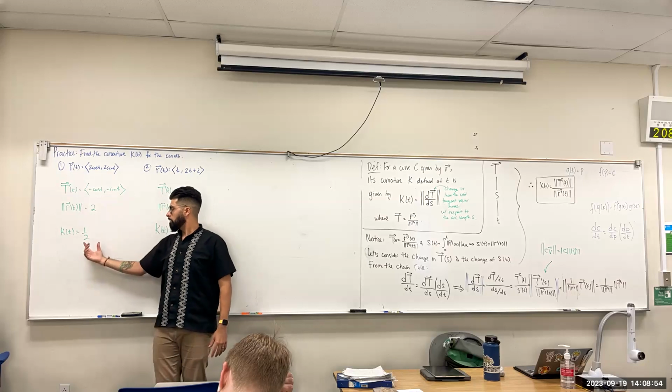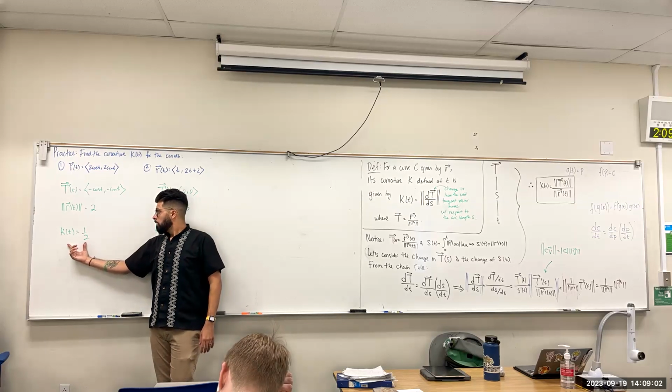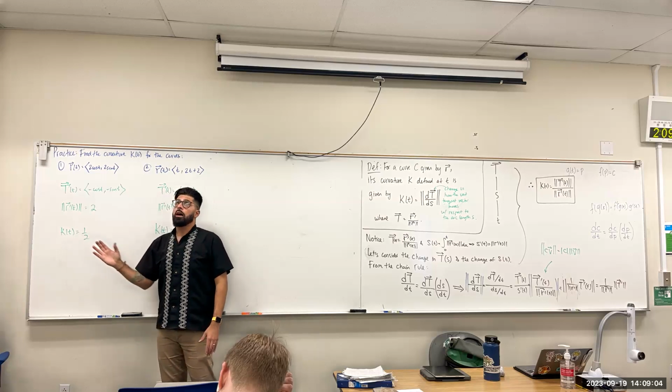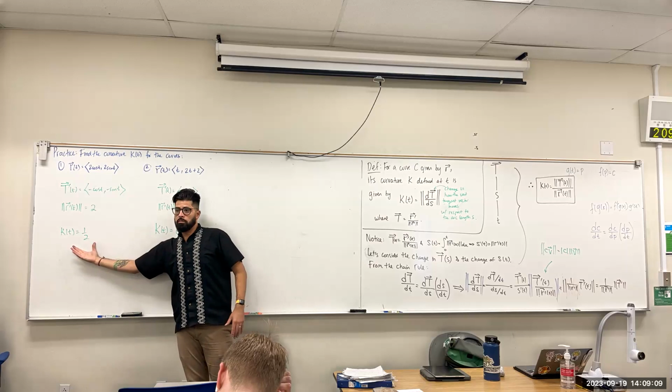And what ended up happening is we don't end up with the variable t, it kind of went away. So you ended up with a constant function. Okay. What does this tell you about if you're moving along the curve and how curvy it is? What does this tell you?